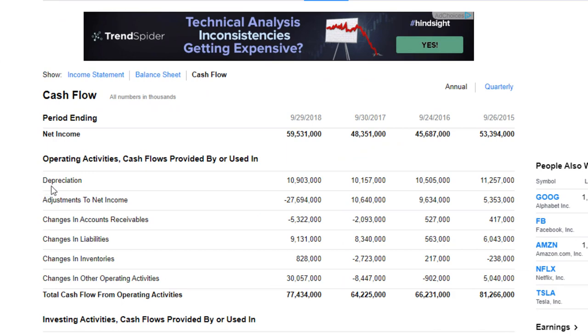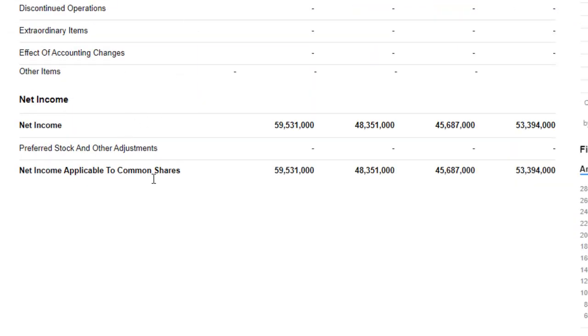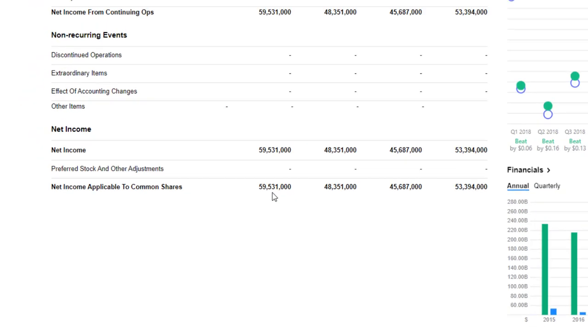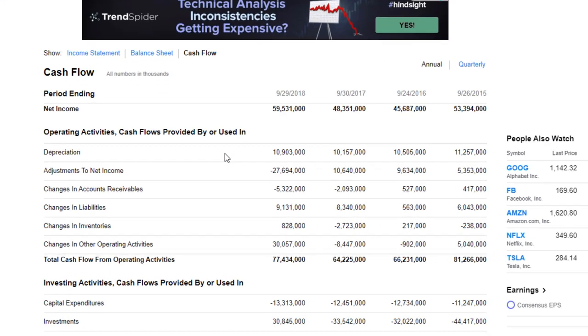So net income at the end of the fiscal year for Apple, on the 29th of September 2018, was $59.531 billion. All of these numbers are in thousands, as you can see here. So this is $59.531 billion, and this is the exact same number that you can see at the end of the income statement, right there. That's why I brought the income statement and the cash flow statement.